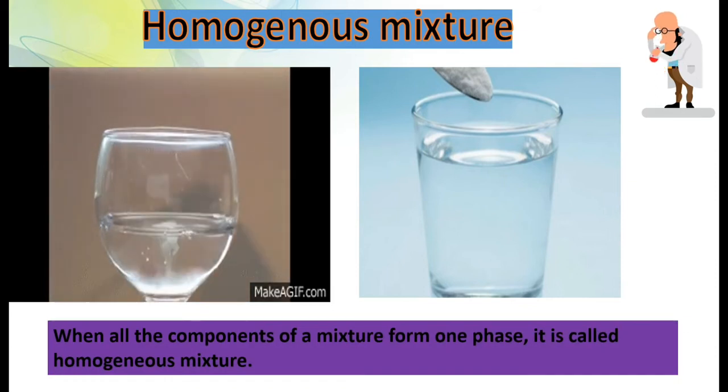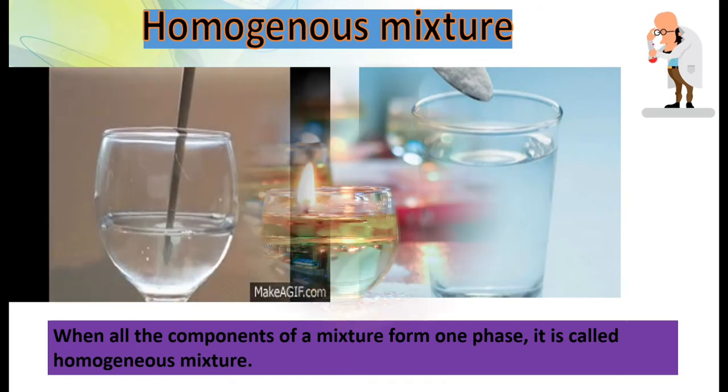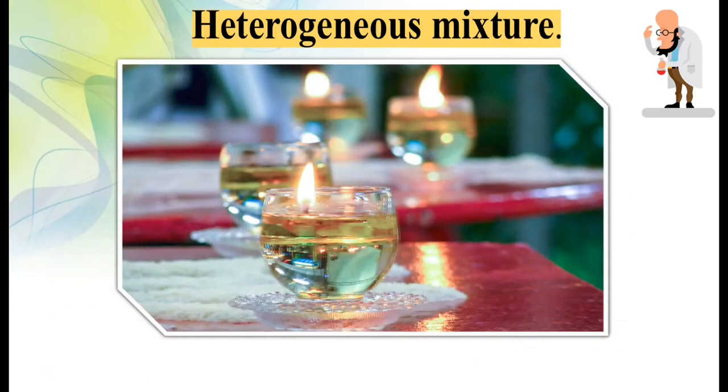So when all the components of a mixture form one phase, it is called a homogeneous mixture. Okay? Also, next is heterogeneous mixture. Now here you can see oil and water being placed. पहले पानी है नीचे, उसके ऊपर oil है और उसके ऊपर एक दिया जलाया गया है. ठीक है? So here you can see the components separately.